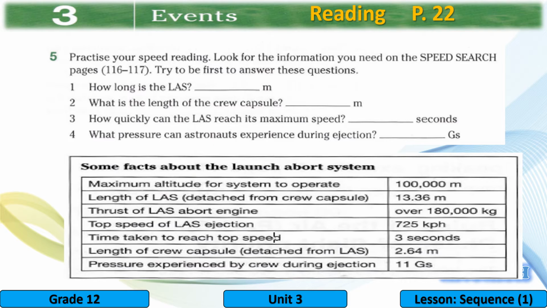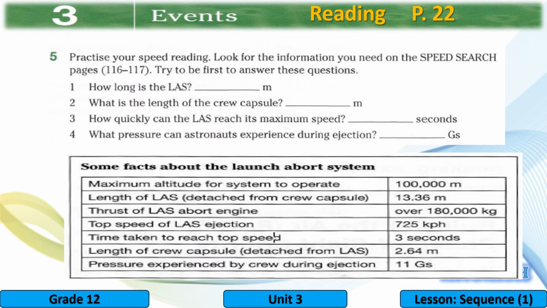Dear students, now we will move to our second objective in our lesson for today. And here, this is related to reading. So please go to your students' books again, page 22, and do exercise number 5. Exercise number 5 says, practice your speed reading. Look for the information you need on the speed search pages 116, 117. Try to be first to answer these questions. Let's have a look at the questions.